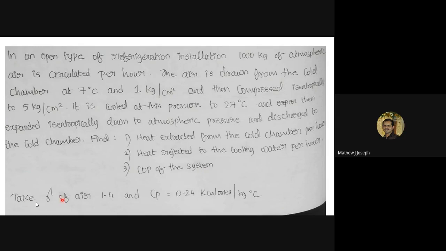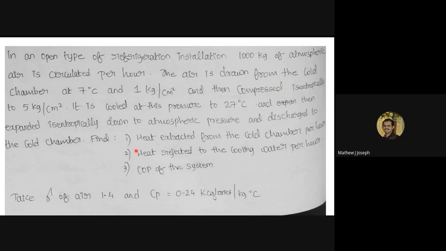Take gamma of air, which means the ratio of specific heat constants of air, as 1.4, and the CP value is given as 0.24 kilocalories per kilogram degree Celsius. So here the unit of CP is not in SI unit, but it is in CGS units. So we need to take care.